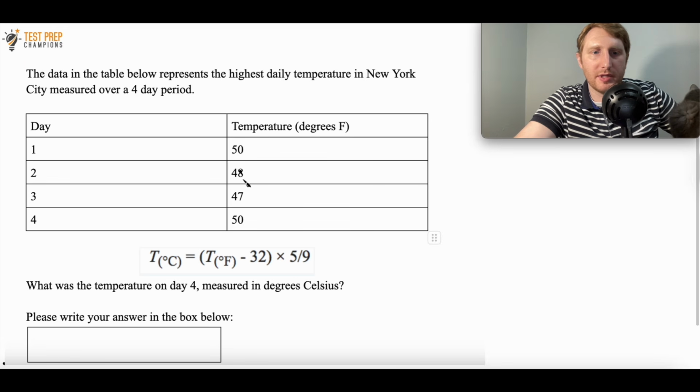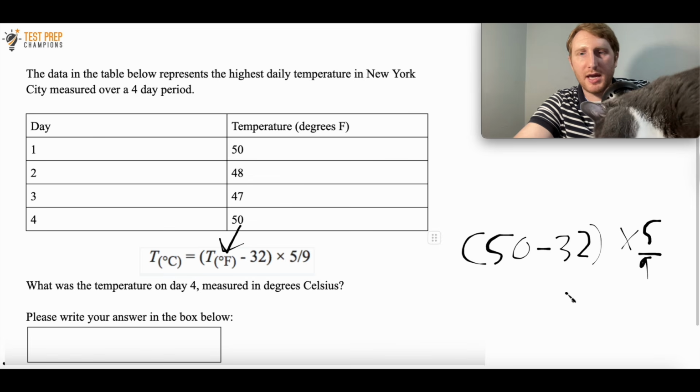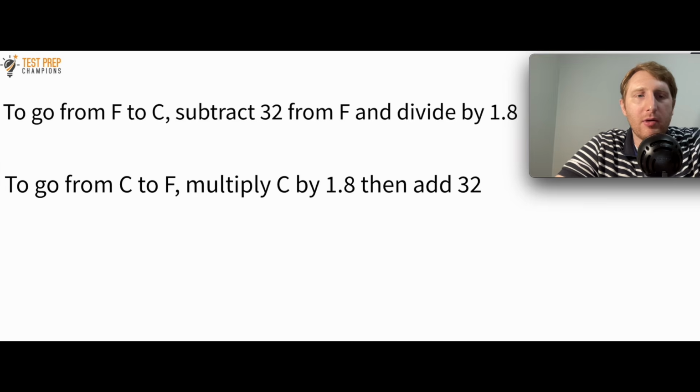What I'm going to do is take the temperature on day 4 in Fahrenheit, which we see here was 50, and I'm just going to plug it in down here for the formula, right? So I rewrite this here, and I'm going to take 50 and plug it in here in place of temperature Fahrenheit. So if we just use a calculator, 50 minus 32 times 5 over 9, we see that the answer is 10.